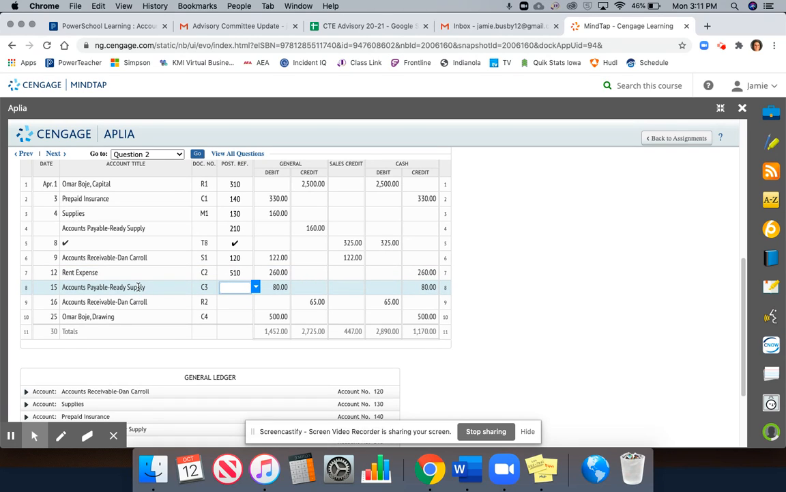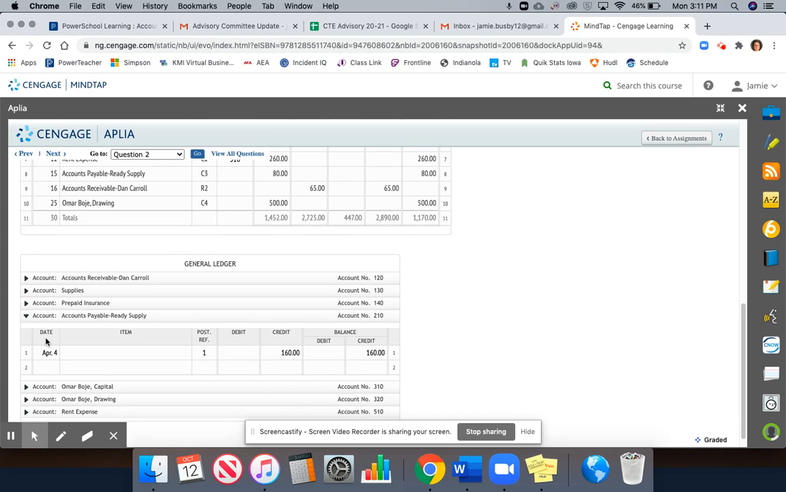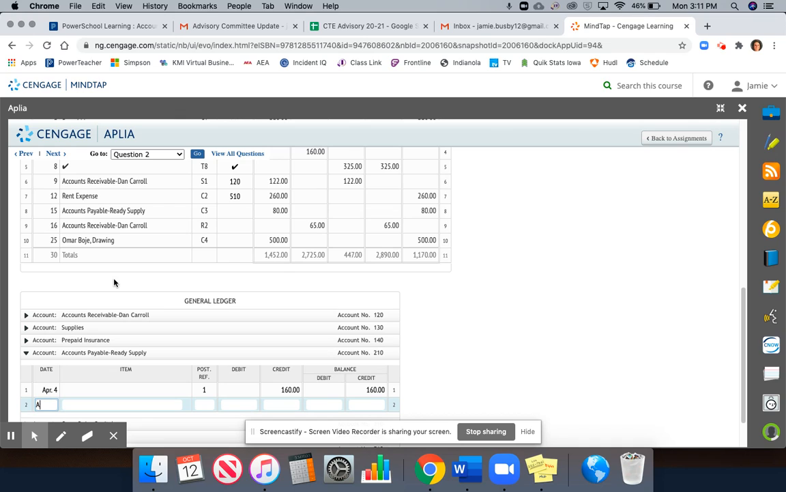Next, we have accounts payable, Ready Supplies, a debit of 80. So go into accounts payable, Ready Supply, and that is April 15th, page 1, a debit of 80. Now we have a balance of credit of 160, and now we're doing a debit of 80. When you have a debit and a credit, you need to find the difference between the two. So the difference between 160 and 80 is 80, and we are left with 80 credit. So our balance is now a credit of 80, which is the difference between a credit of 160 and a debit of 80. Take the bigger number minus the smaller number, and we're left with a balance of 80 credit. Take account number 210 back up into the journal.